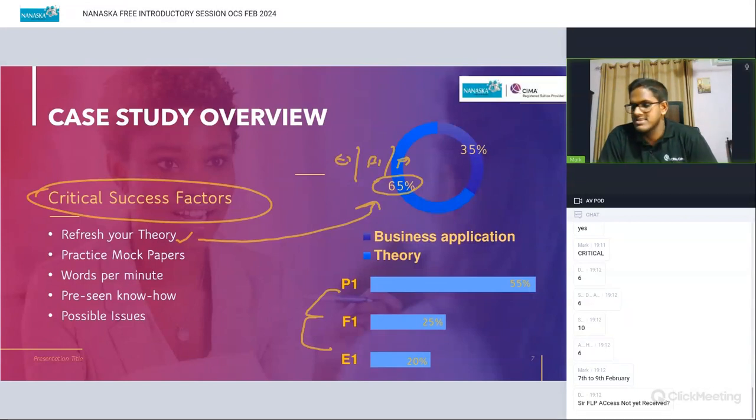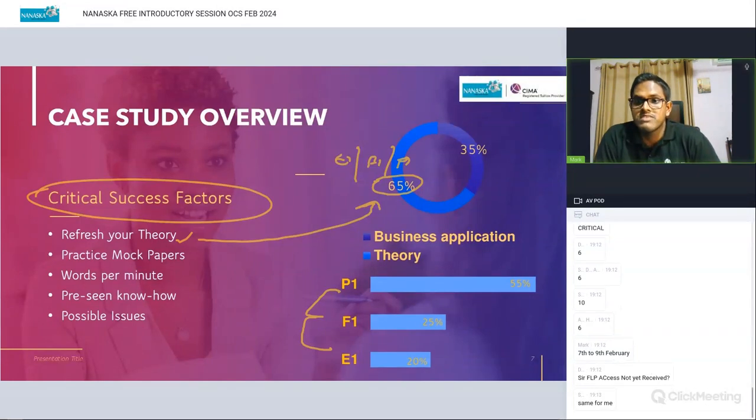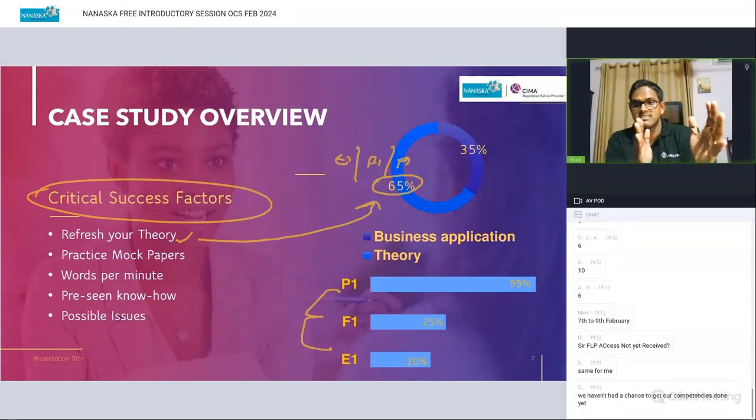Let me check with Vatsala on that. So try to make sure you give a strong follow up to get the FLP access as soon as possible, right? Because if it clashes with the case study schedule, that's going to be a problem.